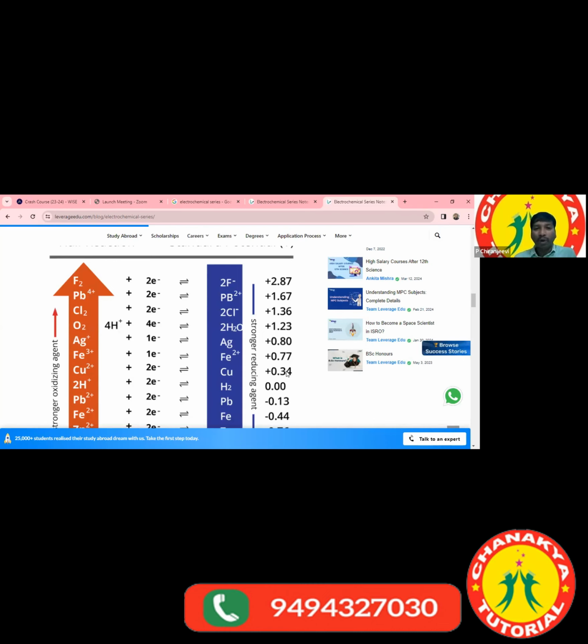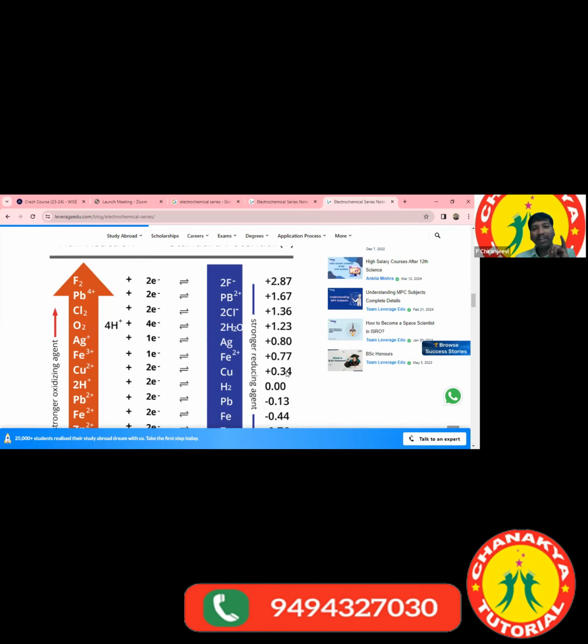Another important point: we can also explain electrode potential values. How do we calculate electrode potential values? By comparison of values. By comparing these, we calculate the electrode potential values. The galvanizing process also uses the standard reduction potential, and based on that we choose a suitable element for galvanizing. So these are the different uses of standard reduction potential values.